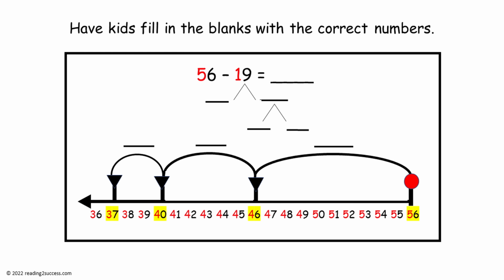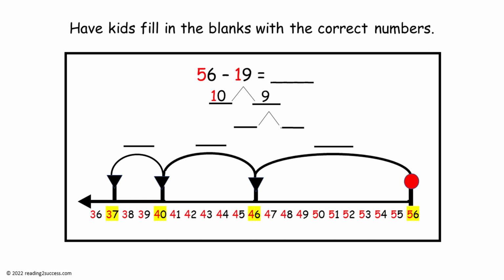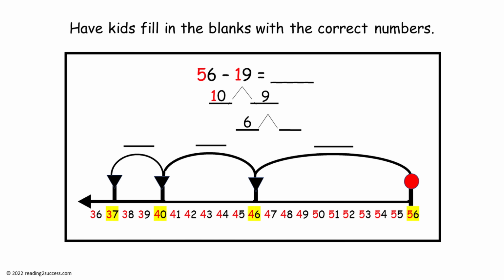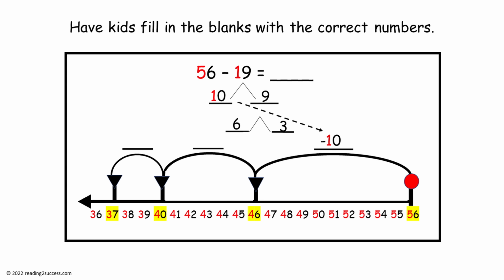Begin by reviewing the subtraction equation. 56 minus 19 equals. Break apart 19 into 1 ten and 9 ones. Since 56 ends in 6 ones, begin by breaking the 9 first into 6 and then 3 ones. Now show that the 10 was subtracted from 56, leaving 46.